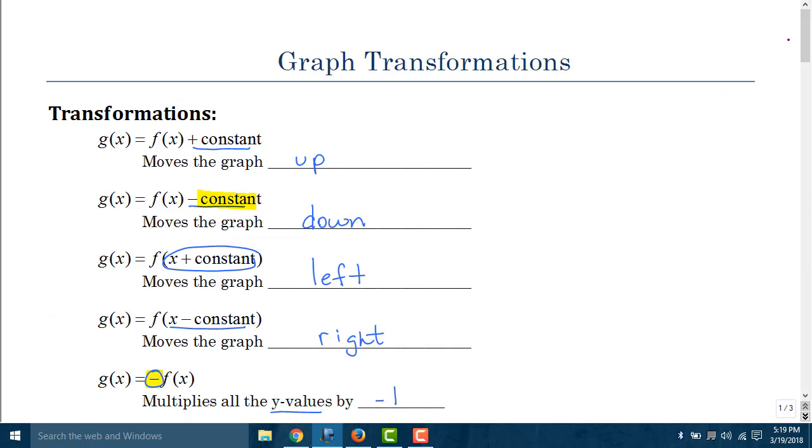So just to review, when you're adding a constant on the outside of the parenthesis, you go up, but on the inside, you go left. If you subtract a constant, you go down. If it's inside those parentheses, you go right. And anything on the outside of that where you're multiplying, you have to do that transformation first.